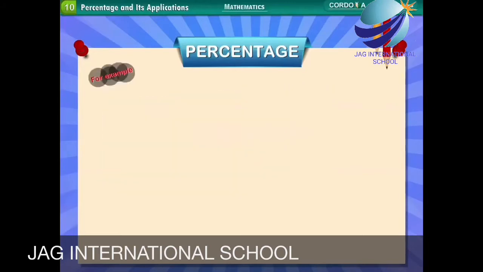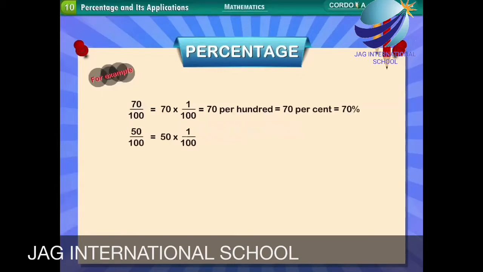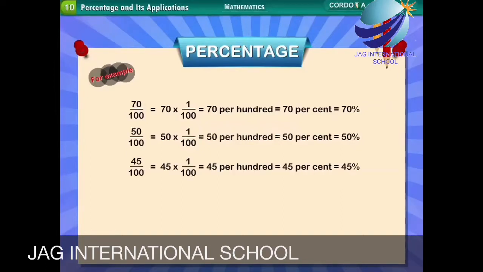For example, 70 upon 100 is equal to 70 into 1 upon 100, which is equal to 70 per hundred, which is equal to 70%. 50 upon 100 is equal to 50 into 1 upon 100, which is equal to 50 per hundred, which is equal to 50%. 45 upon 100 is equal to 45 into 1 upon 100, which is equal to 45 per hundred, which is equal to 45%.